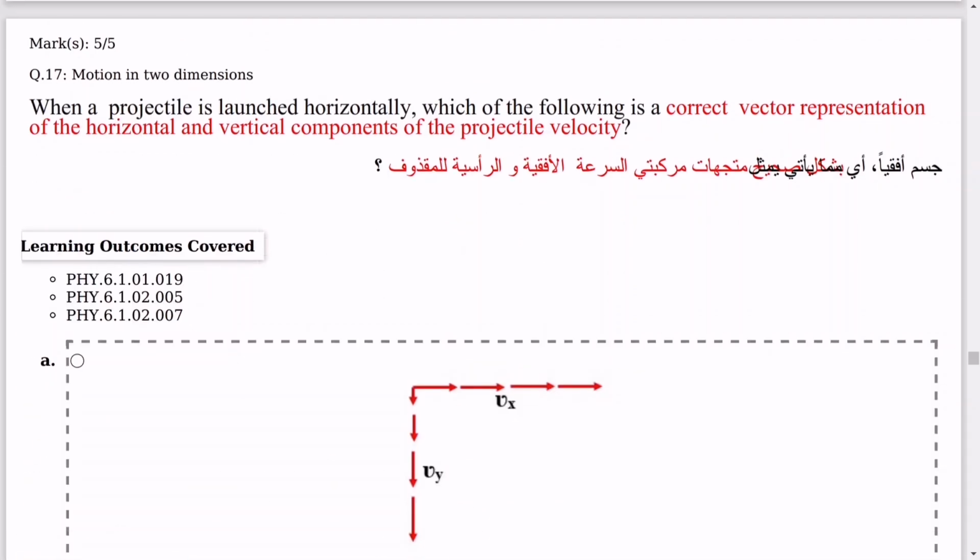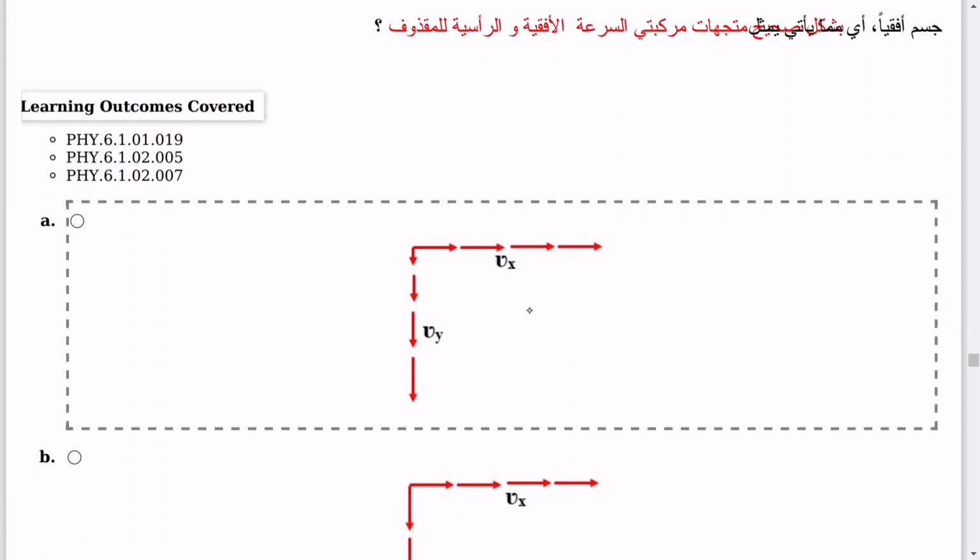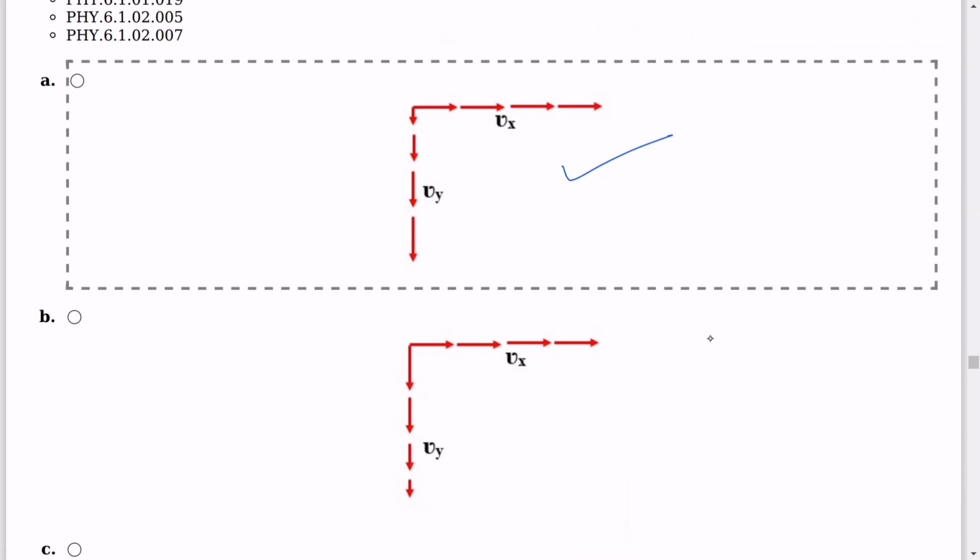Question number 17. When a projectile is launched horizontally, which of the following is a correct vector representation of the horizontal and vertical components of its velocity? Horizontal velocity is constant throughout the motion and vertical velocity is increasing. So this is correct. Why is this one not correct? Horizontal velocity Vx is constant and Vy is increasing, but here you can see the length of Vy is decreasing. So this is not the correct answer.